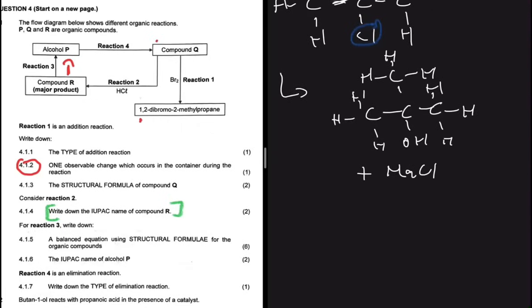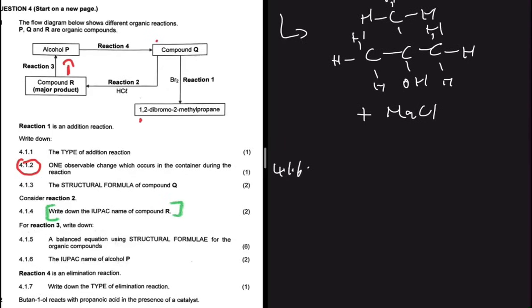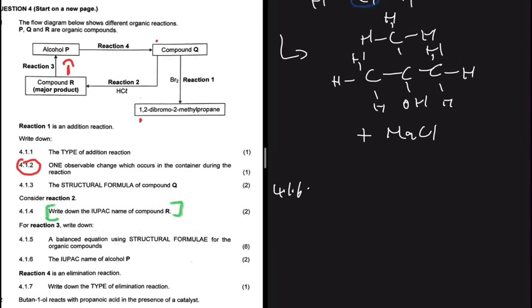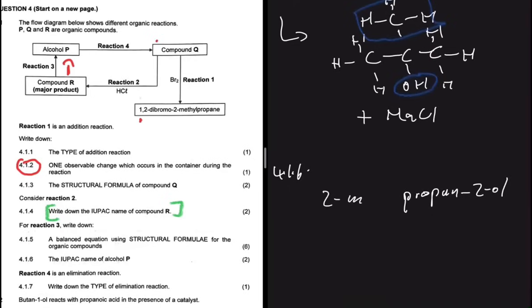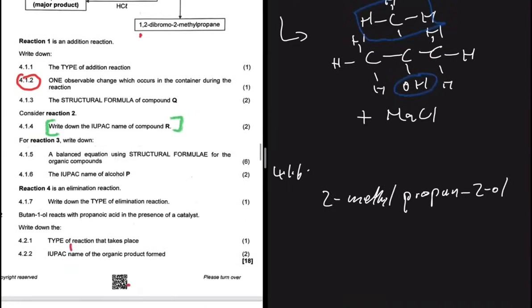And then 4.1.6, we need the IUPAC name of the alcohol. So the OH is on the second carbon, right? So it's gonna be propan-2-ol, and then now we just need to put the branch in our IUPAC name. So we're gonna have 2-methylpropan-2-ol, and we are good to go, right?